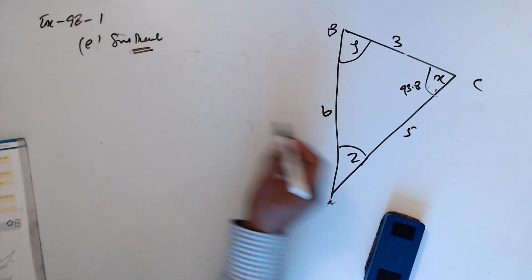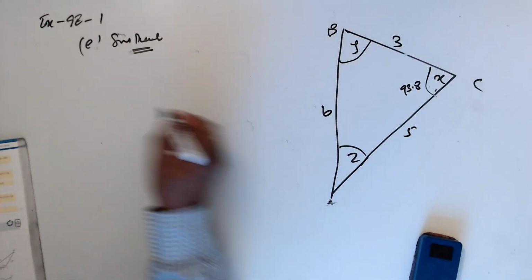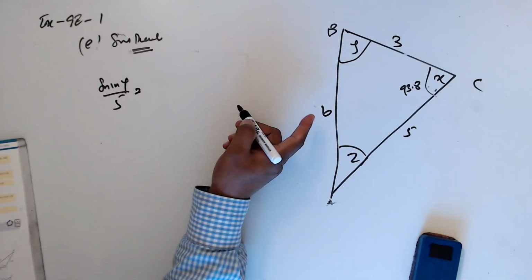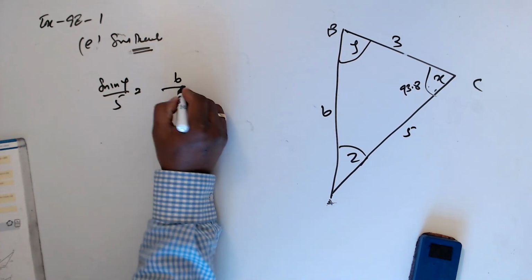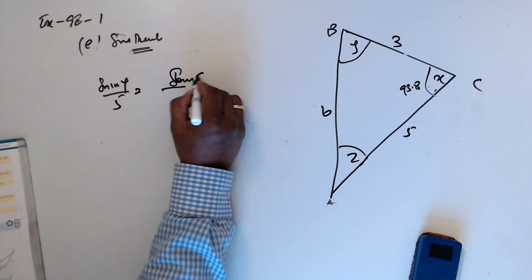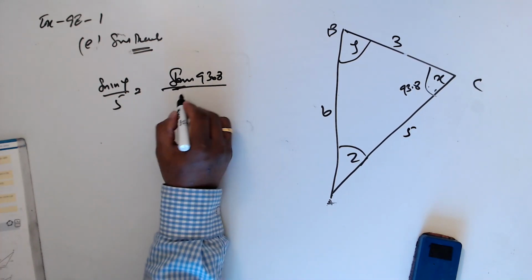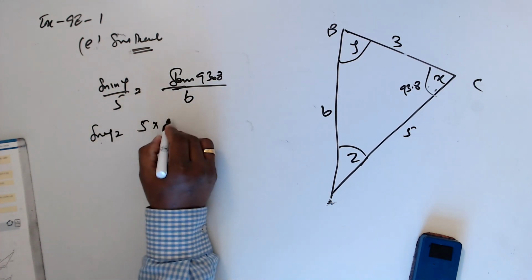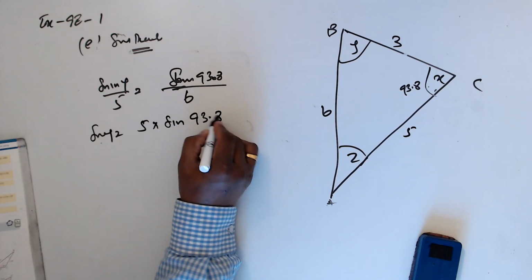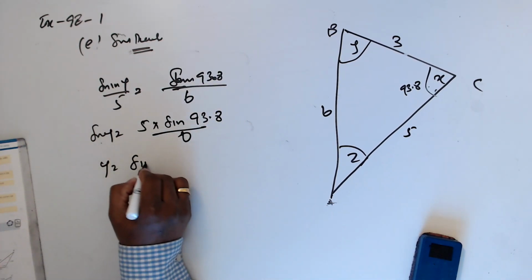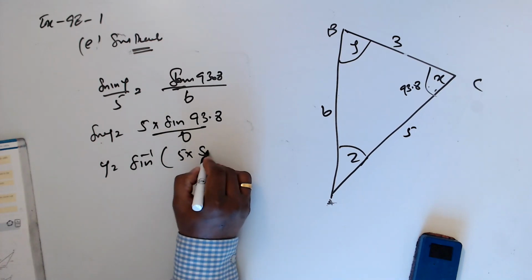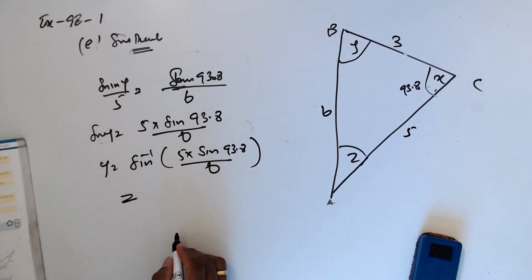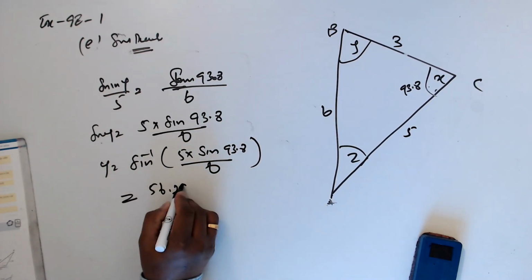Using the sine rule we can find sine y over 5 equals sine 93.8 over 6. So sine y equals 5 times sine 93.8 over 6. y equals sine inverse of 5 times sine 93.8 over 6, which is 56.25.